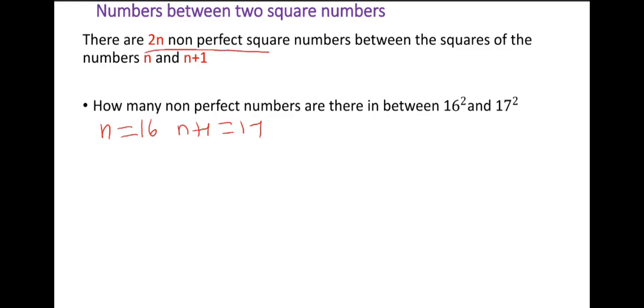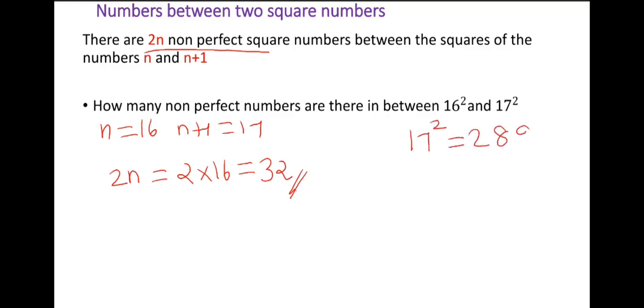So we can multiply this 2n. 2 into 16 equals 32. We know that 17 square equals 289. 16 square is 256. In between these two square numbers, we have 32 non-perfect square numbers.